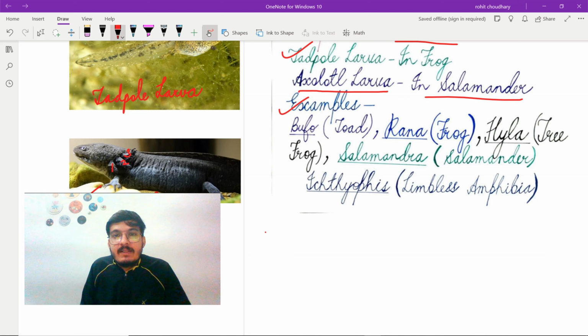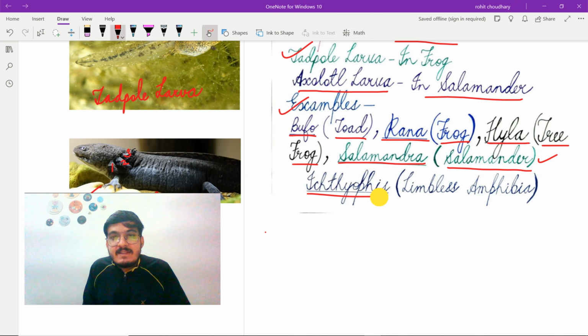Then comes the examples of class amphibia. The first one is bufo, also known as the common toad, Rana tigrina, the bullfrog, Hyla, commonly known as tree frog, Salamandra, commonly known as salamander, and it is viviparous. Ichthyophis, it is limbless amphibian, and in Ichthyophis the dermal scales are embedded in the skin, and in this the female shows parental care by carefully coiling her body around the eggs till they hatch.